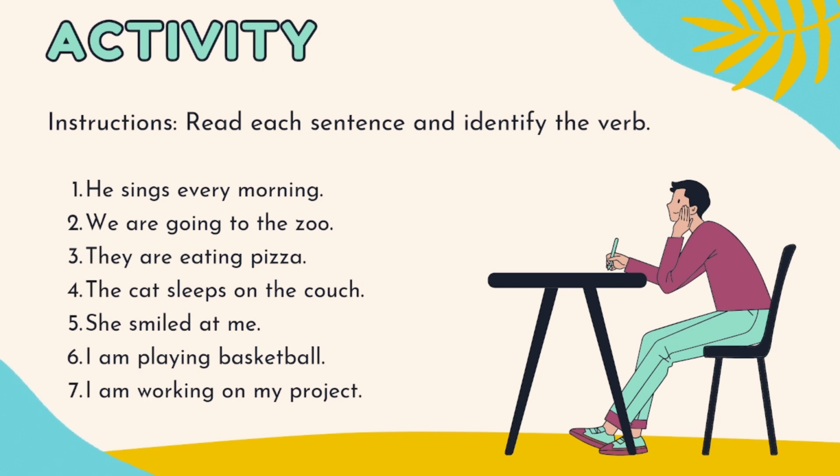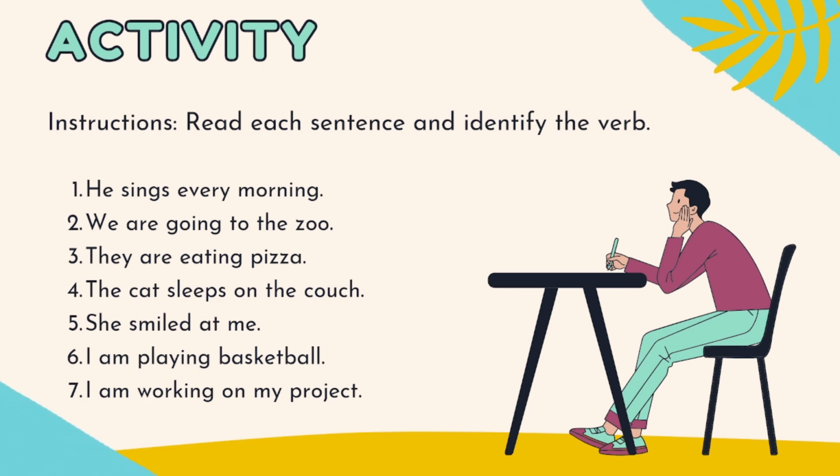Now that we've covered the basics of verbs, let's practice identifying them in sentences. I'll show you a few sentences and your job is to spot the verb. For example, in the sentence, he sings every morning. The verb is sings. Okay, let's proceed to number 2. What is the verb in the sentence? Good job! The verb in the sentence is are going.